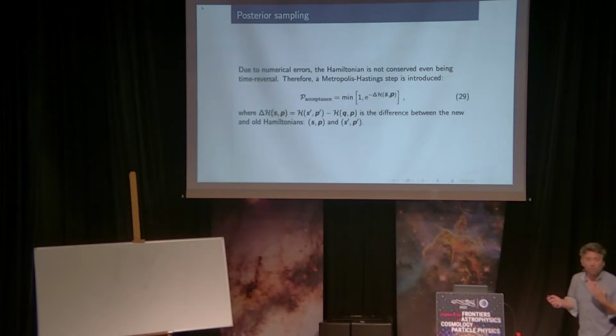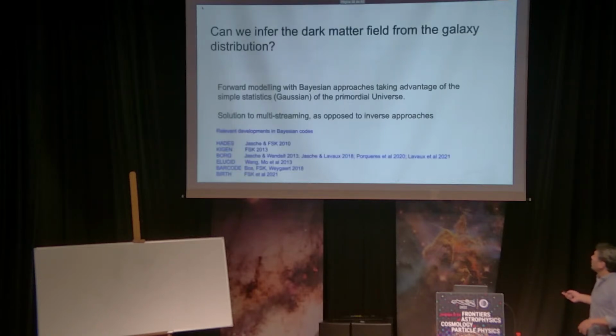Now, because we are using numerical methods, the Hamiltonian energy is not conserved, although it should be. That's why you have to introduce a Metropolis-Hastings step to ensure that you're not accepting wrong values and getting off the global extrema, right? Well, this is how it works, and different groups have implemented it.